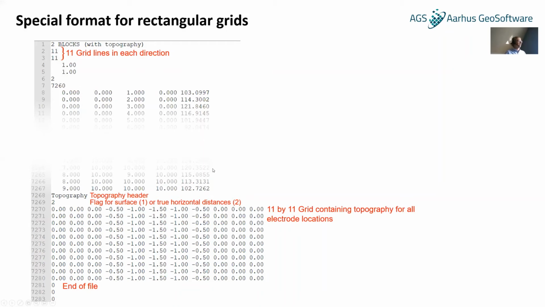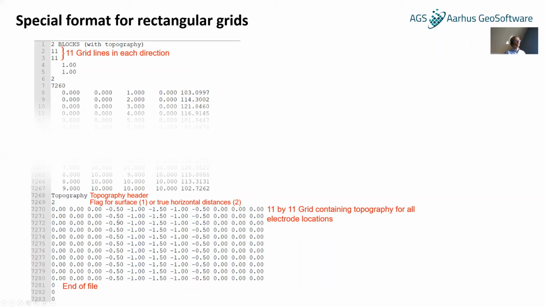And then at the end of the file, after the data lines, you can put this topography header. Again, you put this flag for surface or true horizontal distances. And then you simply put in the elevations in an 11 by 11 grid in this case.